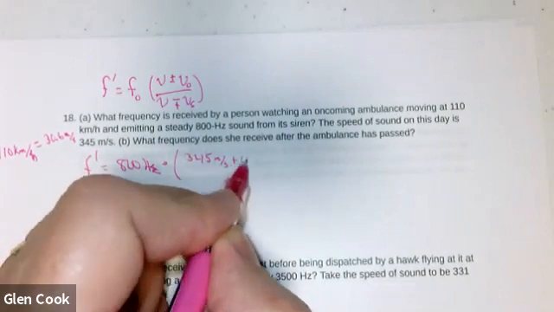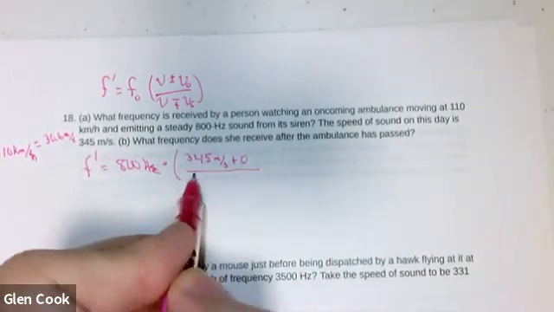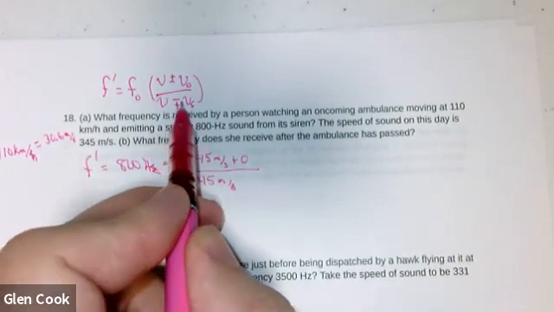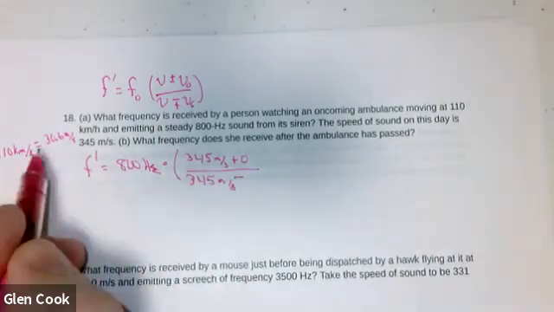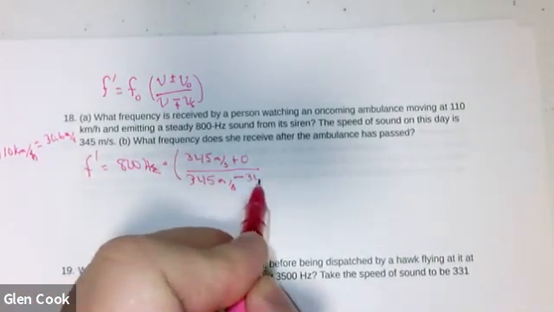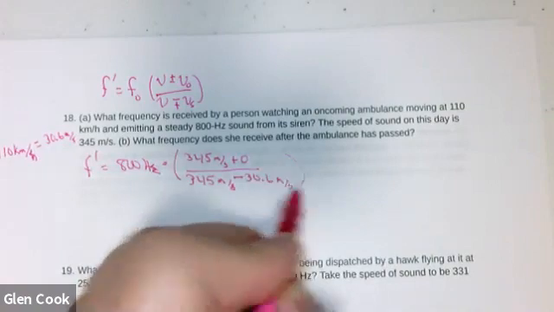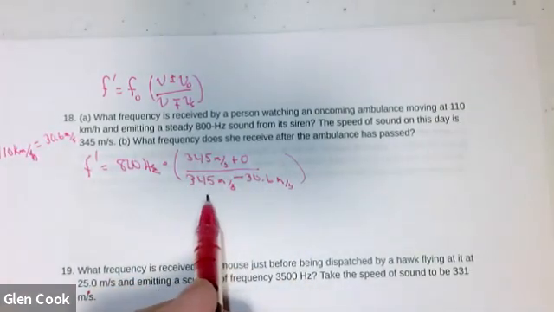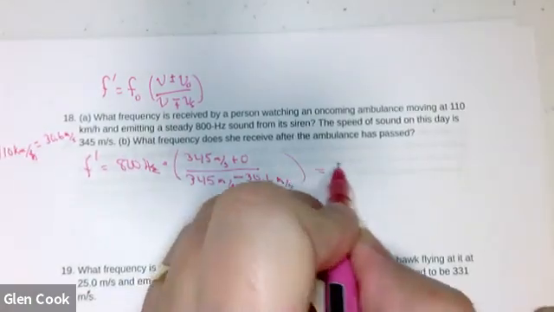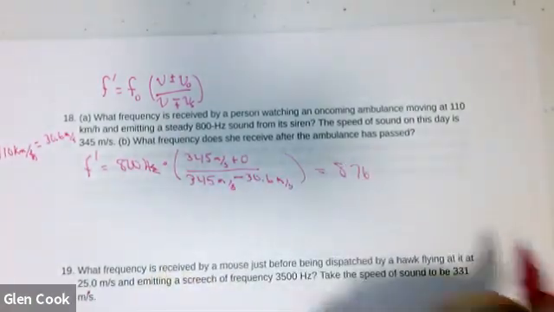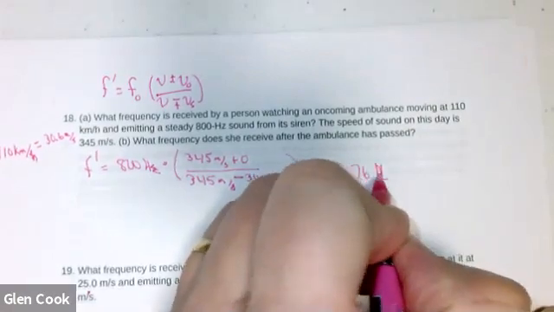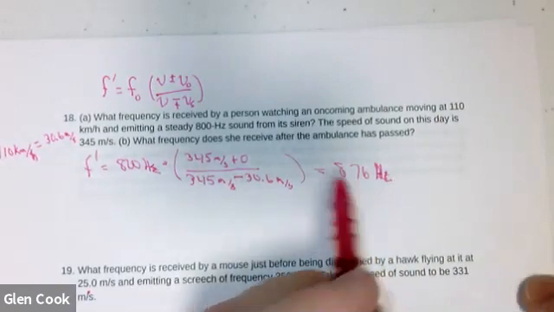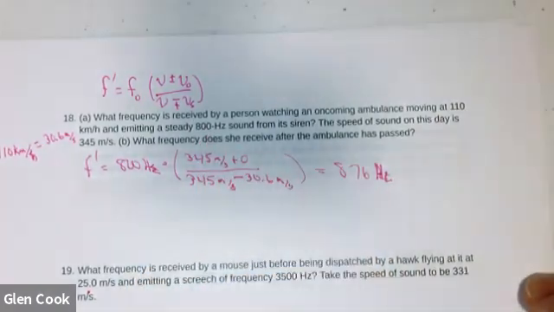And it's going to be plus 0 because the observer is stationary, divided by 345 meters per second. And the source is coming toward the observer in the first part, so it's minus the speed of the source, 30.6. And so if I do this, 345 divided by 345 minus 30.6, all times 800, I end up with a sound of 876 hertz, which is reasonable in that as the sound is coming toward the observer, the frequency shifts up. So it was 800, but it sounds like it's 876.